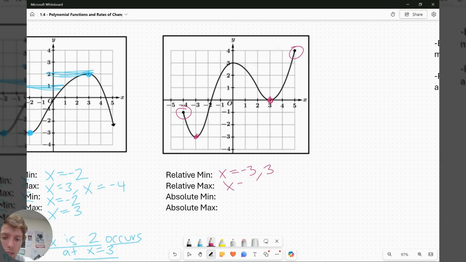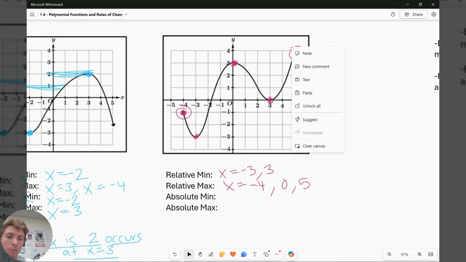My minimums, again, just list all of them for relative min and max. My maximums, then I see -4 for an x value. I see 0 for an x value, and I also see +5. Both of those endpoints were points. They were not arrows, so they do count.